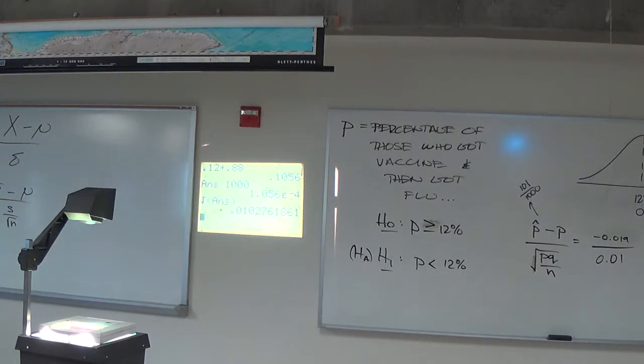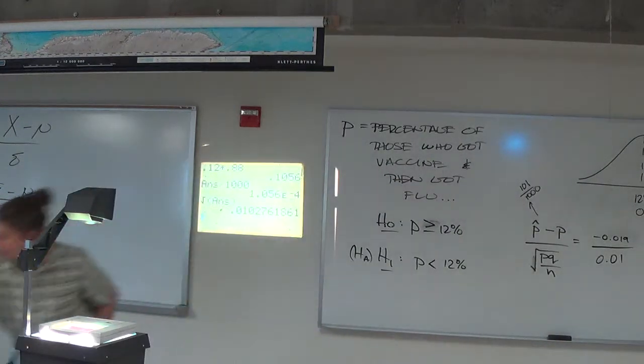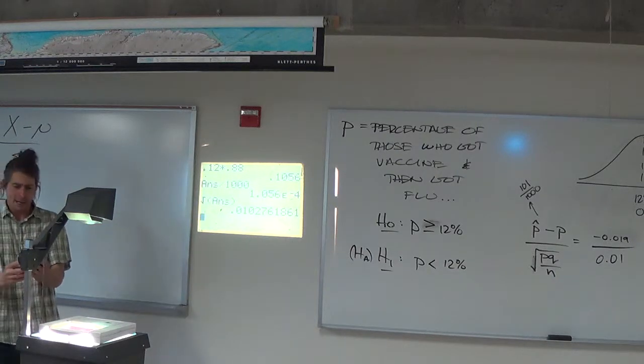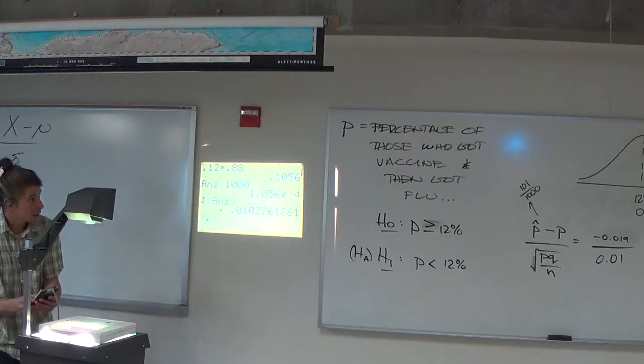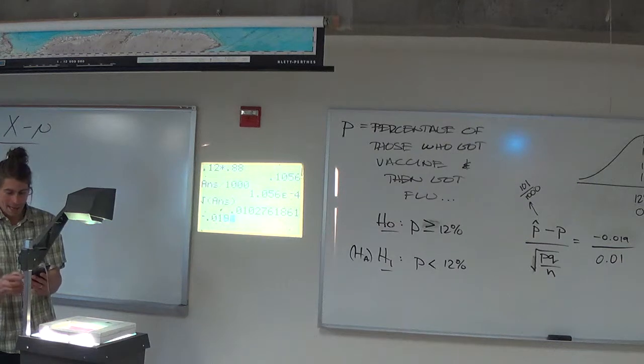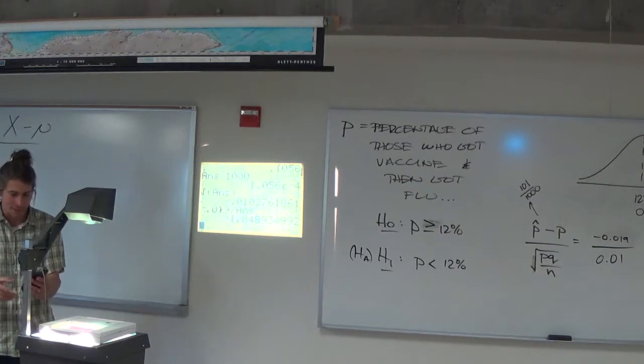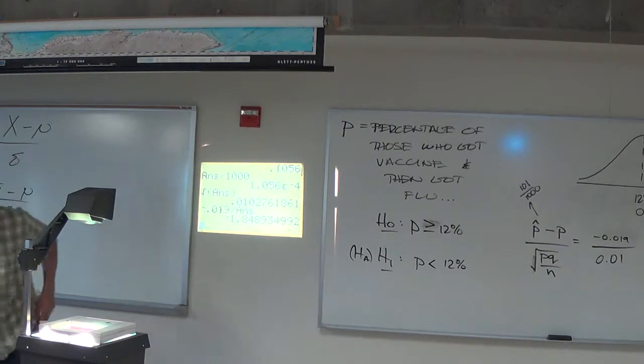Good, thank you. So what I'm going to do now is divide this by that, and see what I get. So I can put that in here: negative 0.019 divided by that monstrosity, and I get about negative 1.85.